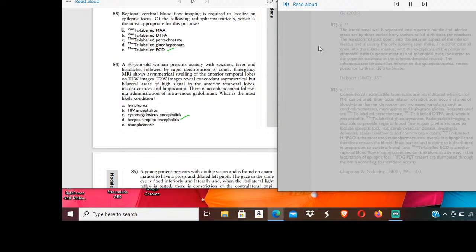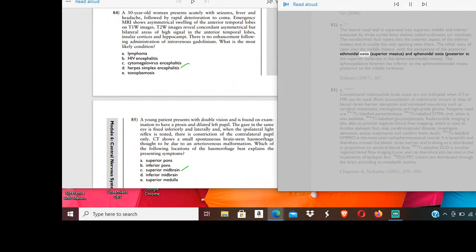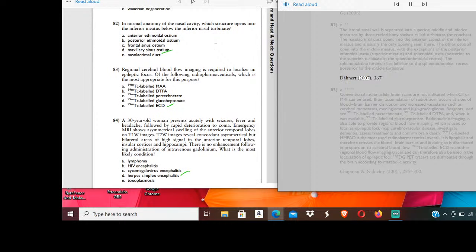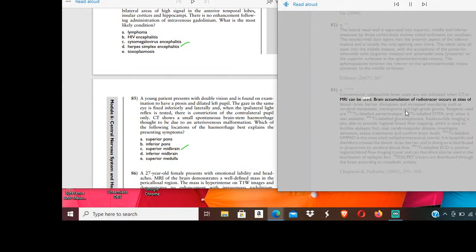82E. The lateral nasal wall is separated into superior, middle, and inferior meatuses by three curled bony shells called turbinates or conchae. The nasolacrimal duct opens into the anterior aspect of the inferior meatus, and is usually the only opening seen there. The other ostia all open into the middle meatus, with the exceptions of the posterior ethmoidal ostia, superior meatus, and sphenoidal ostia, posterior to the superior turbinate in the sphenoethmoidal recess. The sphenopalatine foramen lies inferior to the sphenoethmoidal recess, posterior to the middle turbinate. 83E. Conventional radionuclide brain scans are not indicated when CT or MRI can be used.